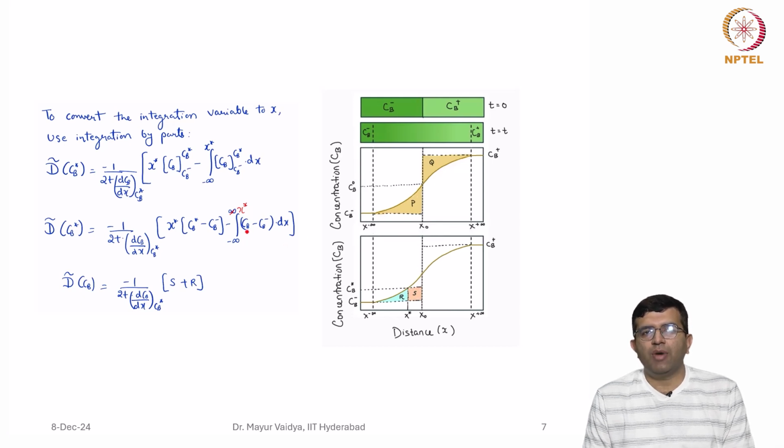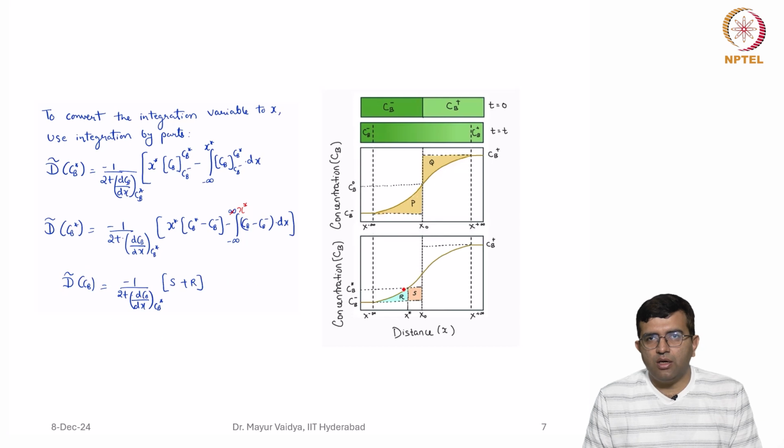And similarly, the integral from minus infinity to x star of Cb minus Cb minus is nothing but this area R. So basically, this integral is the area under the curve, that is, the area represented by S plus the area represented by R. This divided by 2t times dCb by dx at Cb star gives you the interdiffusion coefficient.